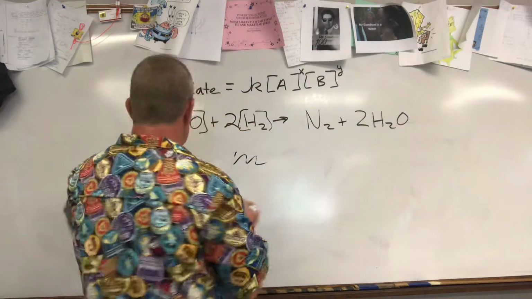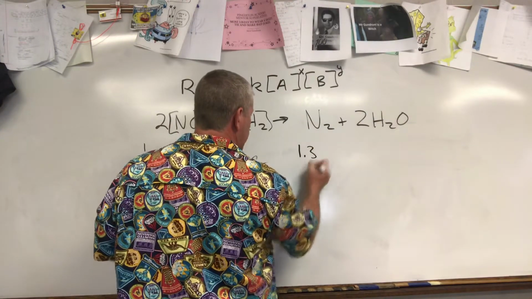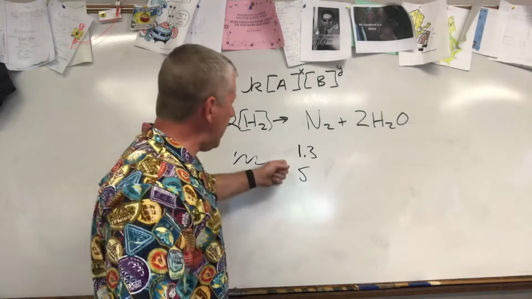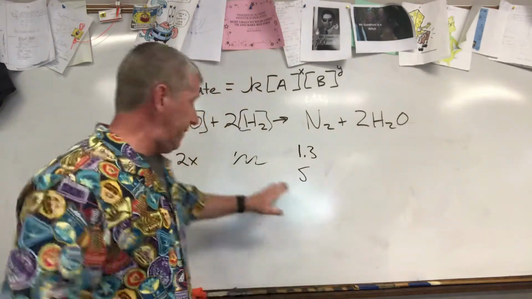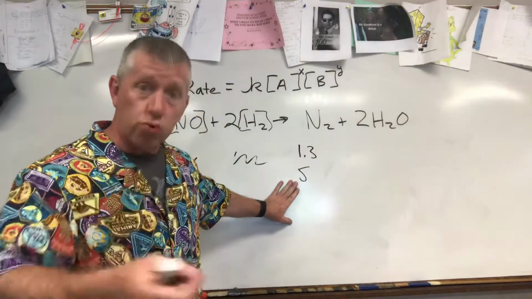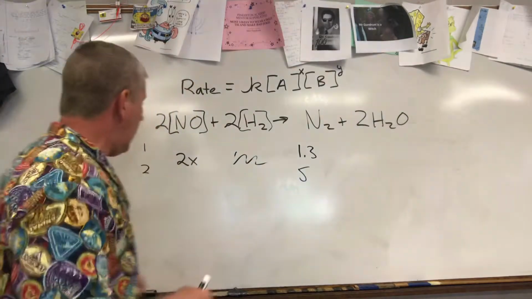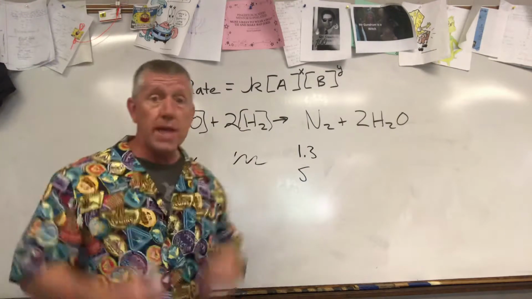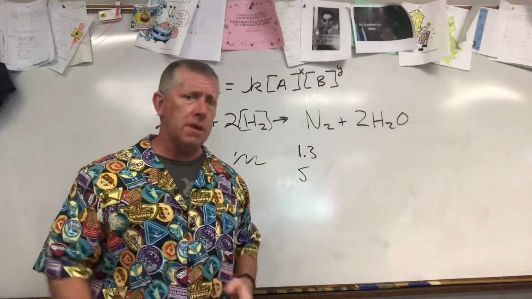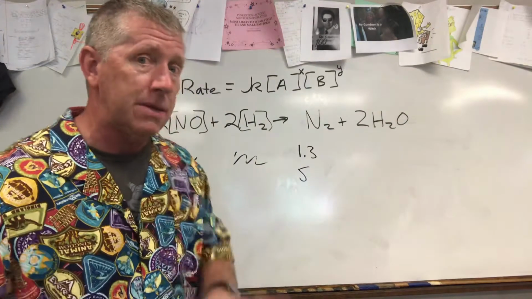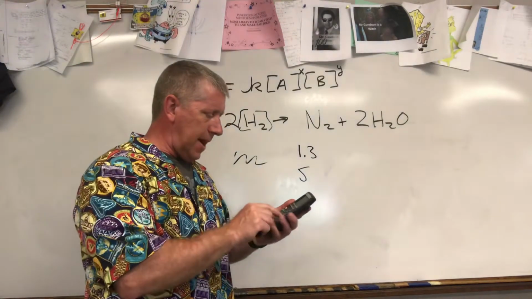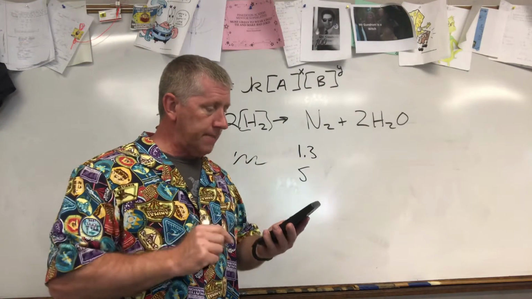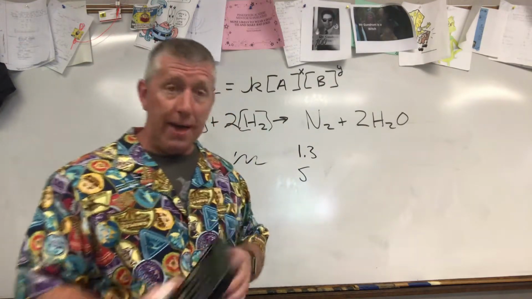Check that out. Experiment 1, 1.3. Experiment 2 was 5. How many times faster? You can see that this is going faster. The rate's higher, so it's faster. From experiment 1 to experiment 2, our rate jumped by how many times? That's what we need to look at. How are we going to get that? Well, let's take 5 and divide it by 1.3, and I get 3.85.